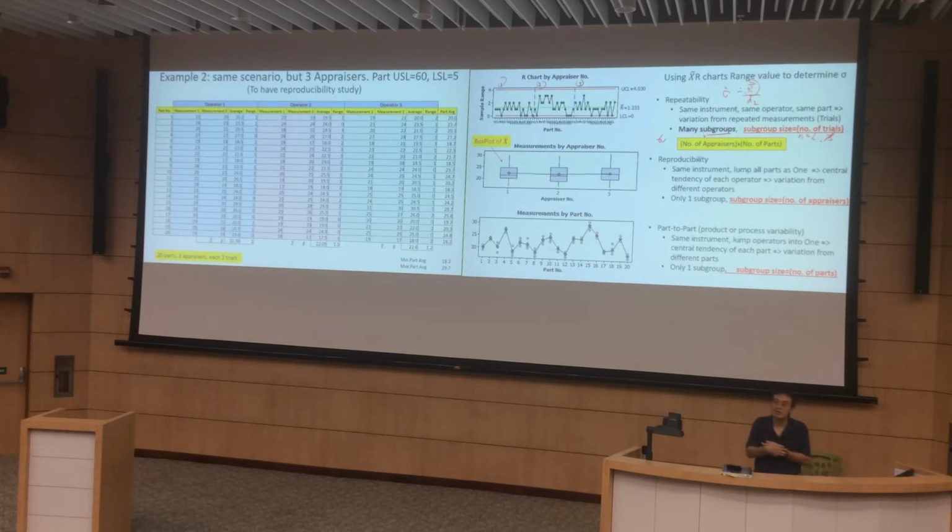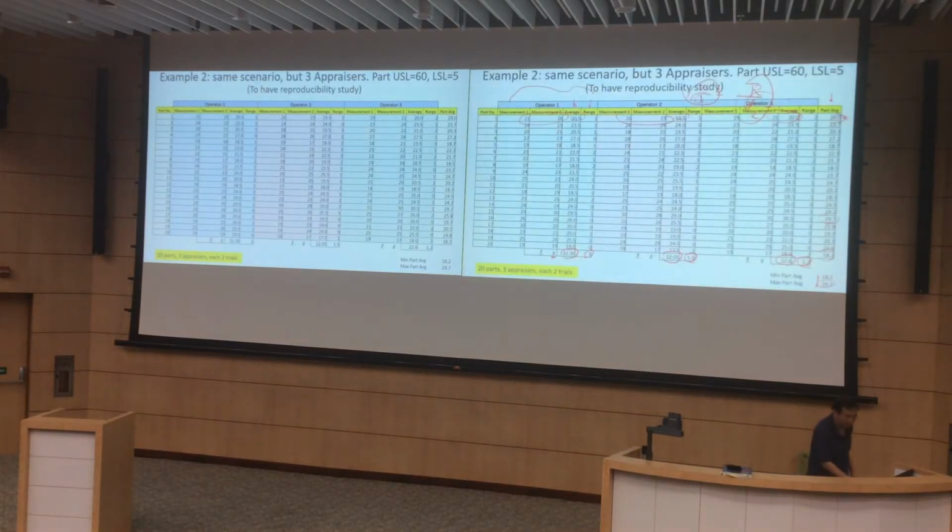Then how are we going to get the reproducibility? Since we are using X bar, we try to look at how the best way is to make use of the data. If you look at it in this form, with operator 2, operator 3 here, you get all the readings, the average reading from here, the average reading from here.